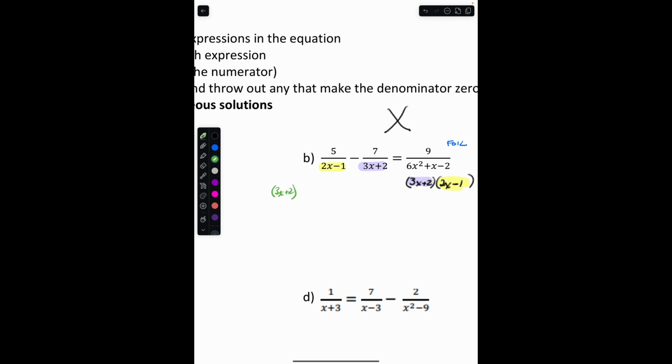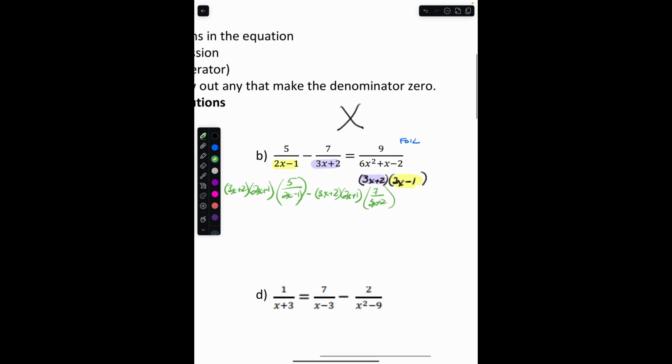3x plus 2 times 2x plus 1 times 5 over 2x minus 1, minus the same magic denominator, 3x plus 2 times 2x plus 1 times 7 over 3x plus 2. And that has to equal, same thing, 3x plus 2 times 2x minus 1 times 9 over 3x plus 2 times 2x plus 1. So all I've done, I say all, I want you to notice that the original equation is still here, right?